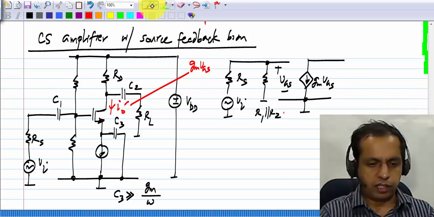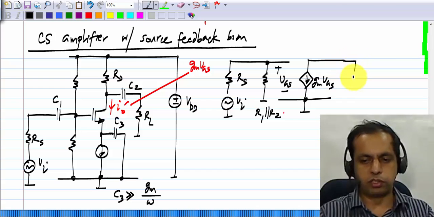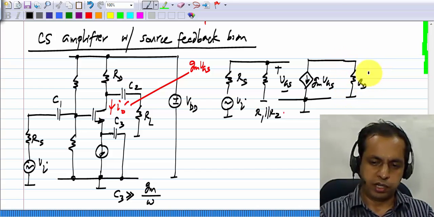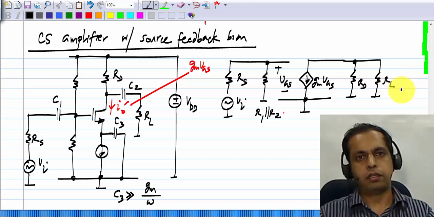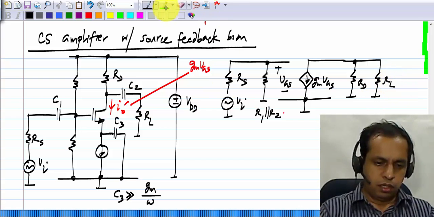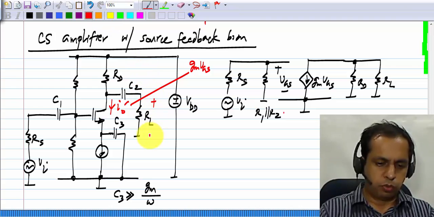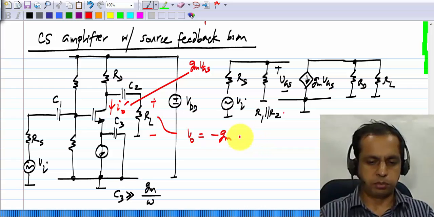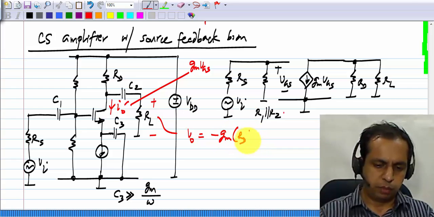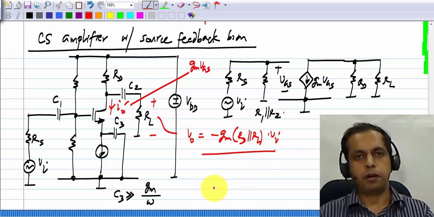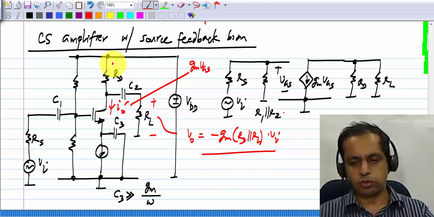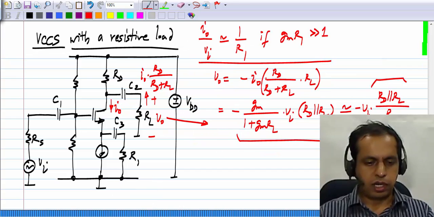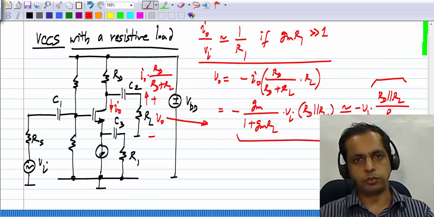Okay, and that goes into a parallel combination of RD and RL. Now if you look at the output voltage here, V0, we know what it is. We have calculated it so many times. It's minus Gm (RD parallel RL) times the input voltage Vi. Okay, so this is the common source amplifier, and this is a voltage controlled current source with a resistive load.